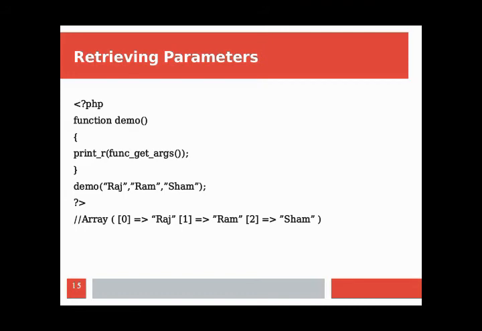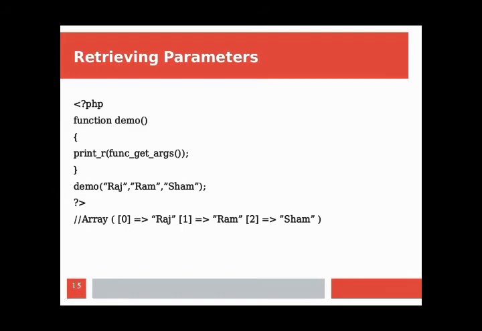So here we will see the example: function demo, and the statement of that function is print_r, and in brackets we write func_get_args, empty parentheses, and our function parenthesis is also complete, semicolon, and here is the end of that function demo.